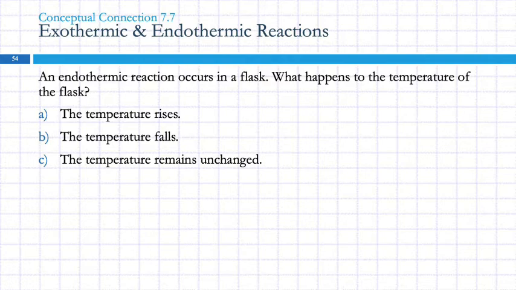An endothermic reaction, inside the flask. So the reaction is inside the flask. You could assume that it's in contact with the flask. So which direction is energy going in terms of the reaction? It's endothermic, endo means into. So delta H would be positive. So energy is coming in.